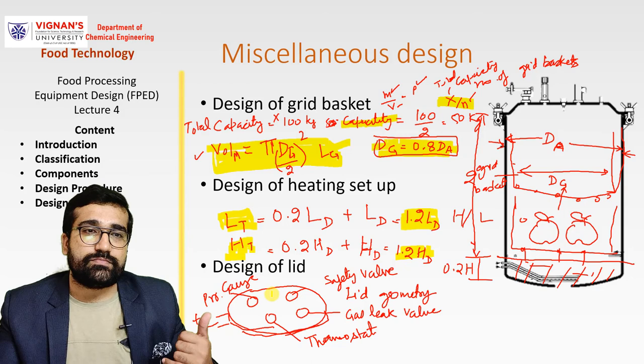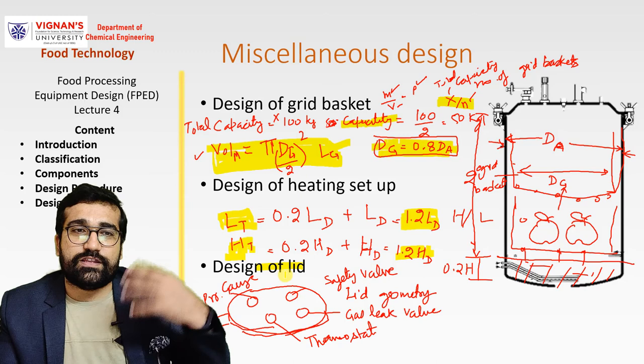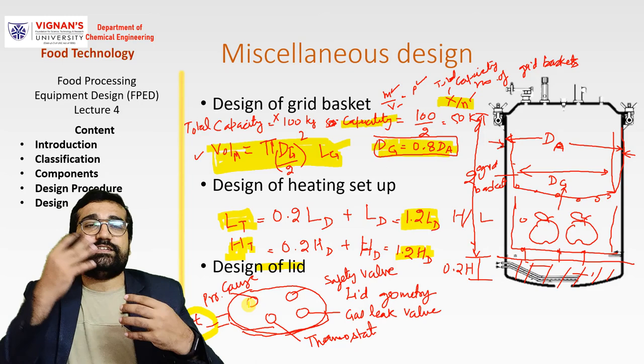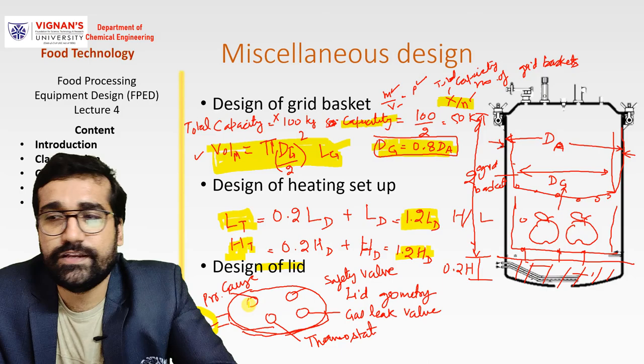Next we'll design the geometry of the lid. The lid should have the same thickness as our material. The point we have to consider is that we should provide provision for the pressure gauge, safety valve, thermostats or other components we are going to attach.